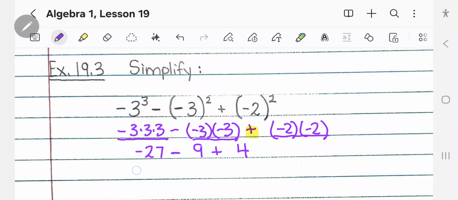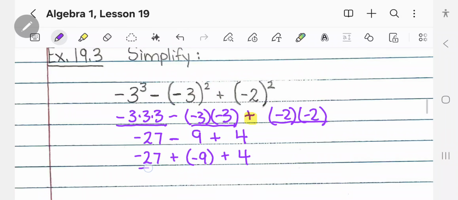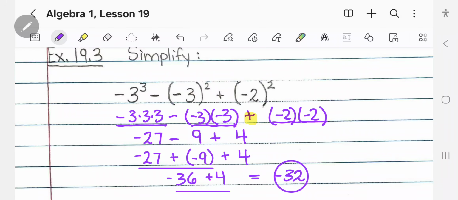Okay, and I can think about this as negative 27 plus a negative 9 plus a positive 4. Now I would go ahead and add my negatives together, negative 36. And then I would see that I'm adding things that have different signs, so I would have to subtract them. And I would get 32, and I would take the sign of the one that has the largest absolute value, which would be negative 36. And since it's negative, the final answer will be negative.